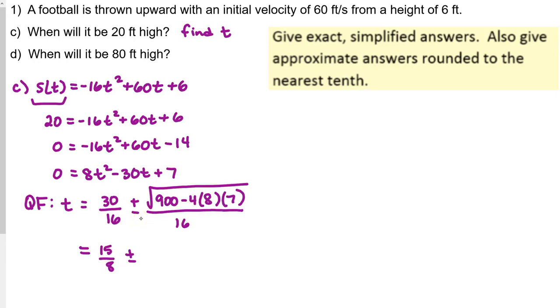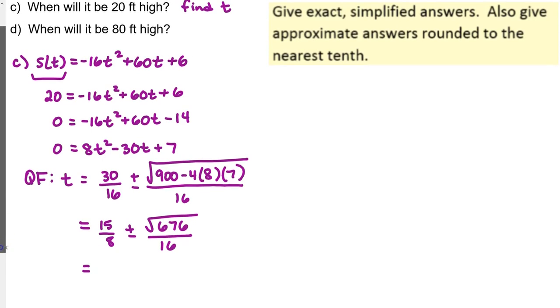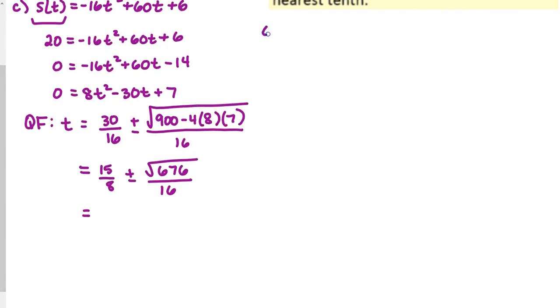let's see what we get for 900 minus 4 times 8 times 7. And what do we call that quantity inside the radical? That's right, the discriminant. So it's 676. And then what you're going to do is see if you can simplify that radical, see if there are any perfect squares that divide into 676. So I would start by dividing by 4. Yep, that works. It's divisible by 4. It's 4 times 169.